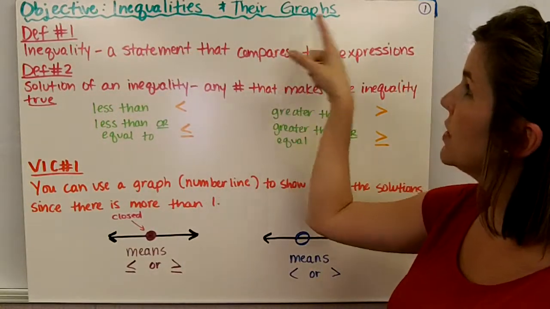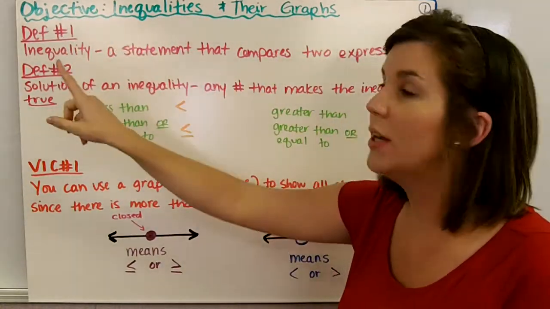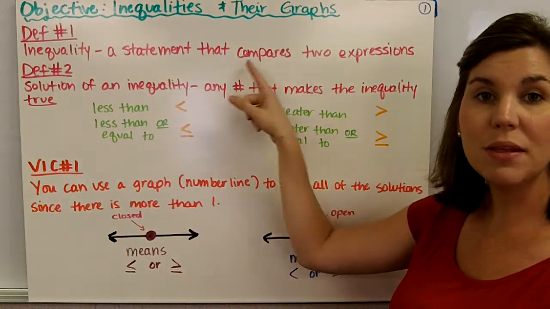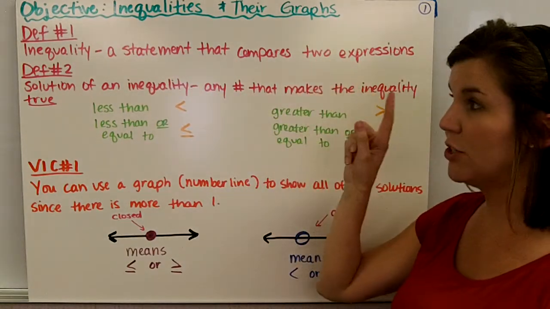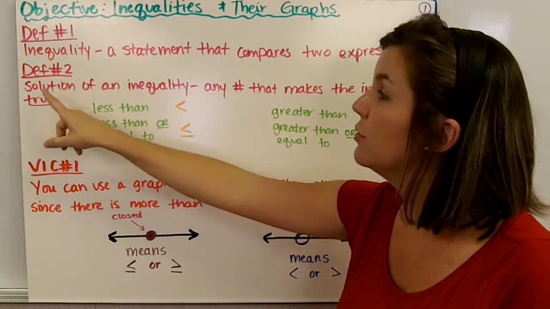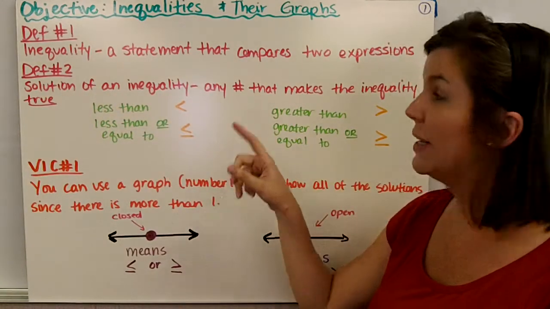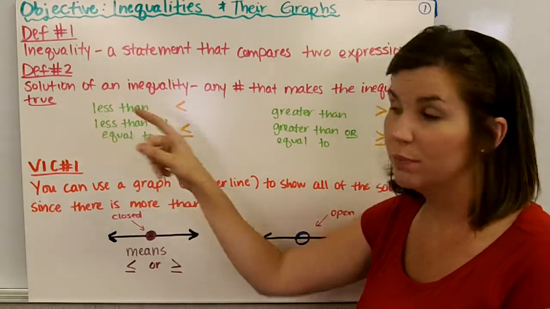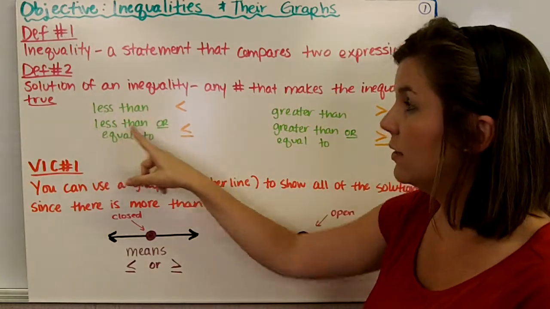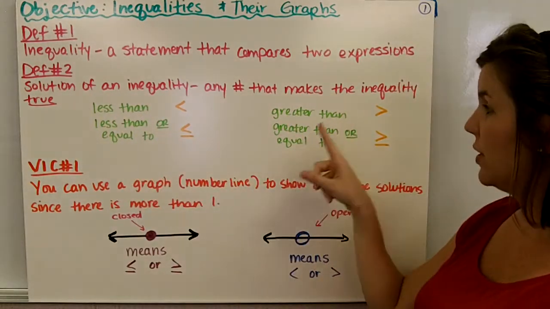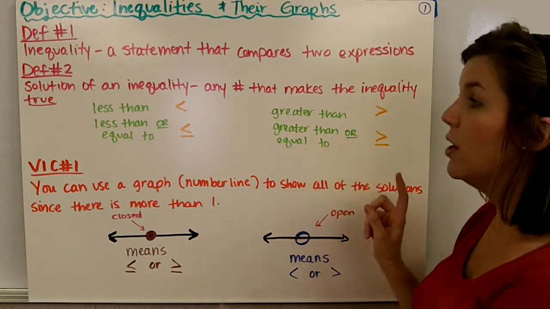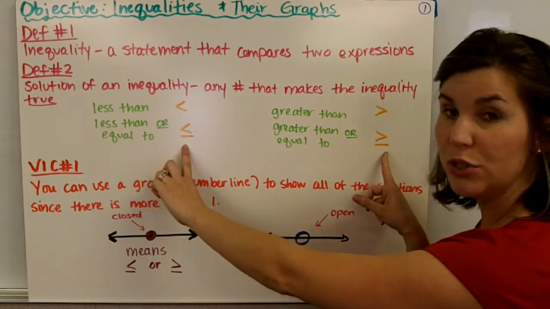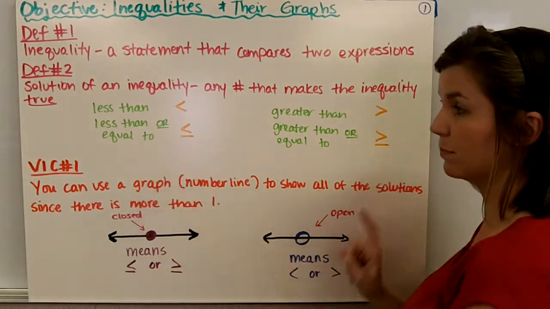Objective, inequalities and their graphs. Definition number 1. An inequality is a statement that compares two expressions. Definition number 2. Solution of an inequality. This is any number that makes the inequality true. Less than or equal to, greater than or equal to. Notice on the two that are equal to, you have the bars underneath.